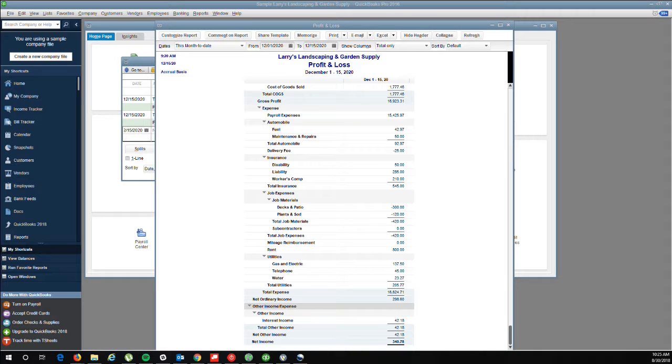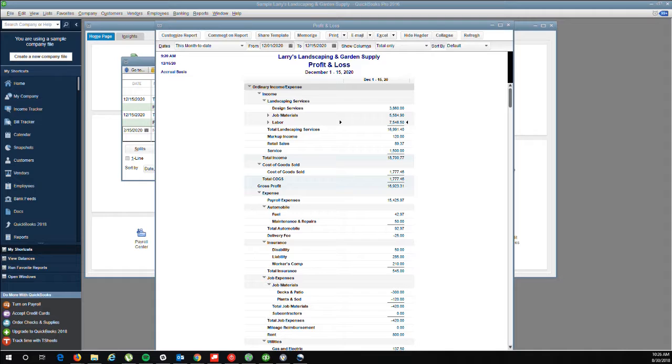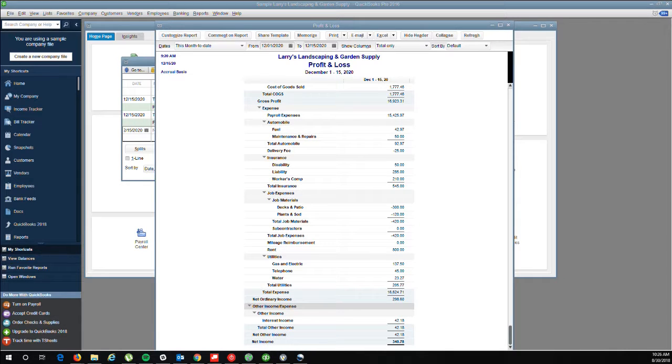Kind of interesting, they have job materials down here. Job materials actually should go under cost of goods. Job materials are the things that this particular company is using to complete their jobs. So lumber for decks and patios or plants and sod, they have to go out and buy that, so that's something that is an expense to them. Rent, of course, is an expense, and then all of your utilities.